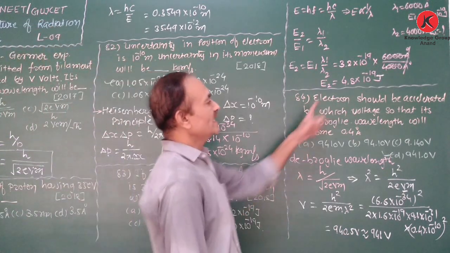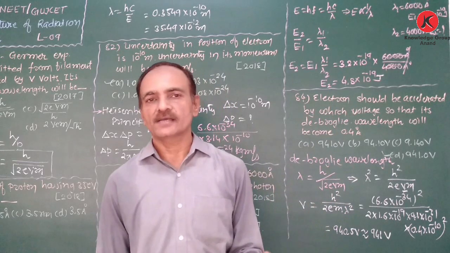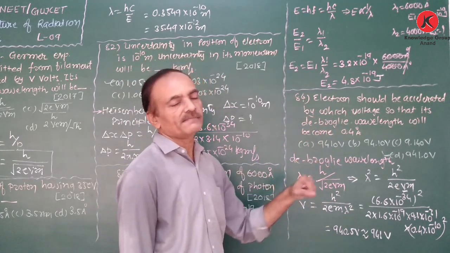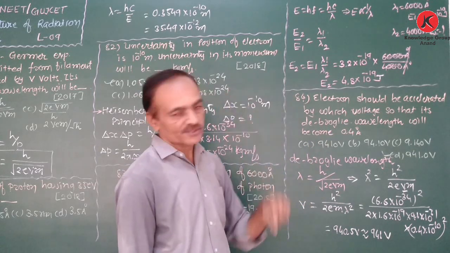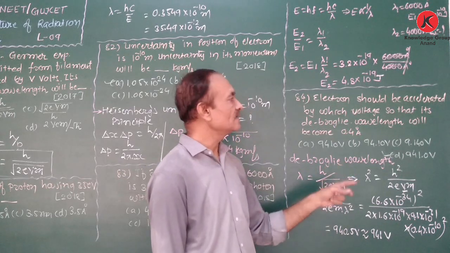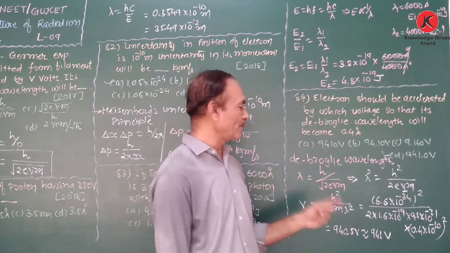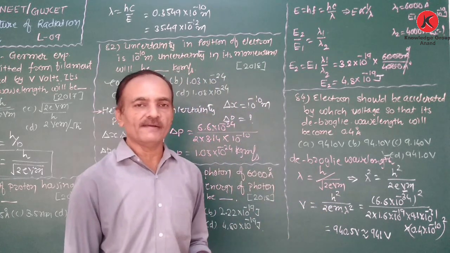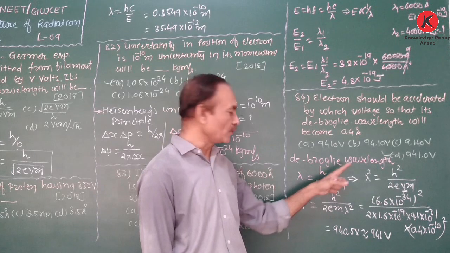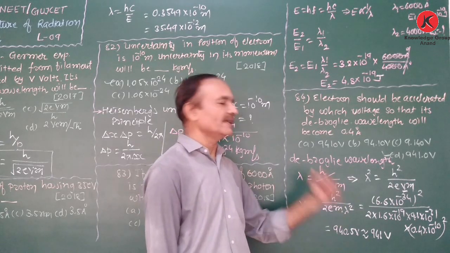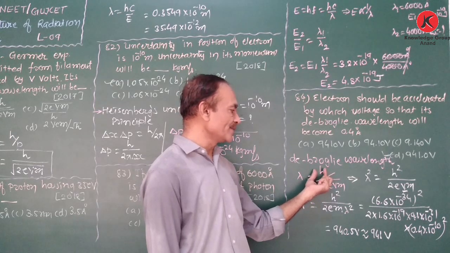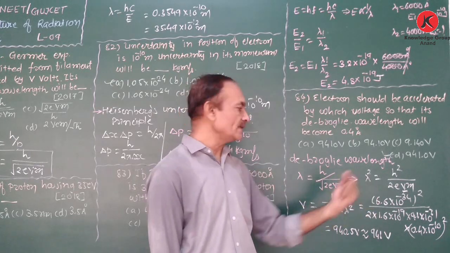Again, the electron should be accelerated by which voltage so that its de Broglie wavelength becomes 0.4 angstrom? For that purpose, here the de Broglie wavelength is given. We have to find out the voltage. Therefore, the equation of the de Broglie wavelength relates with the voltage. Lambda is equal to h upon under root of 2eVm. Making the square both sides, lambda square is equal to h square upon 2eVm.